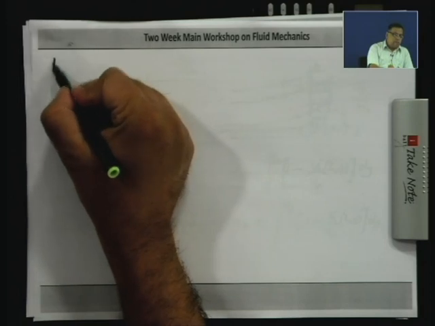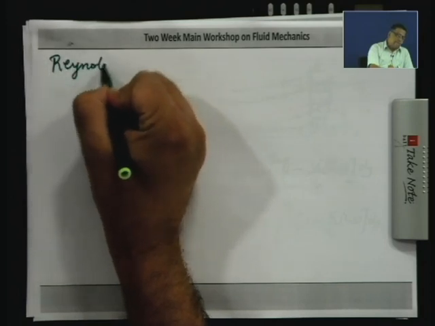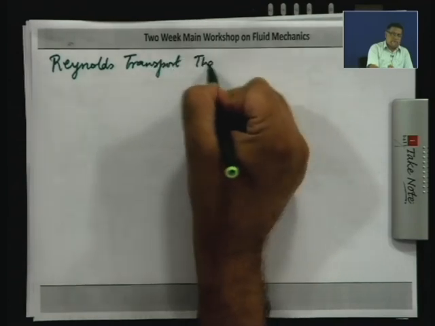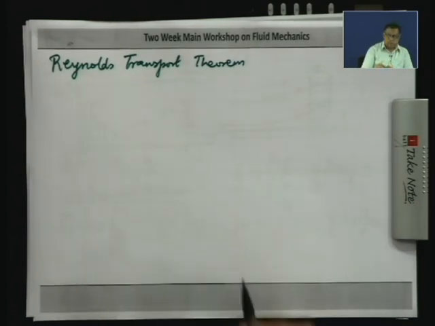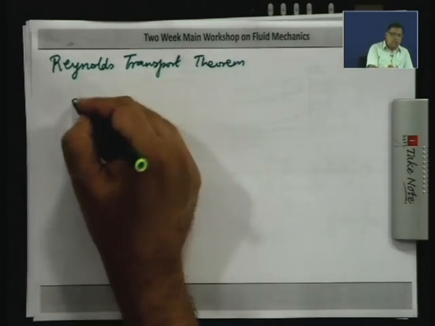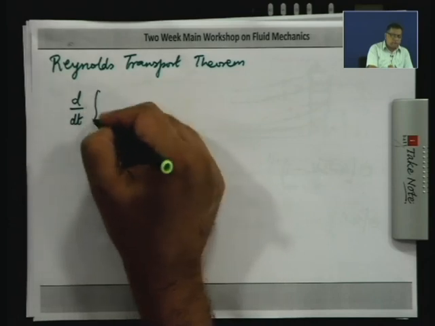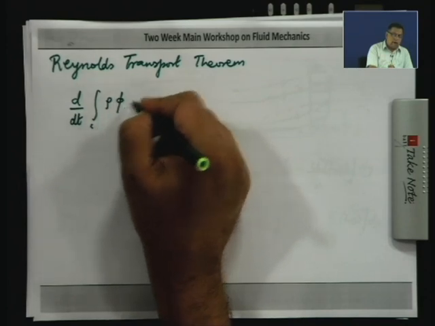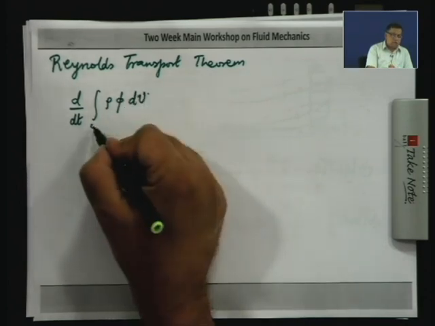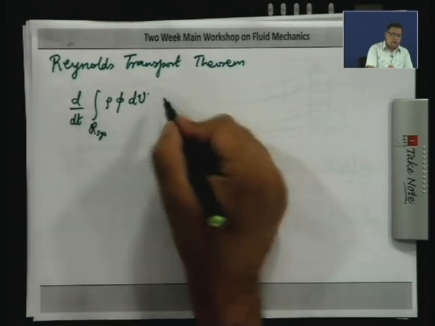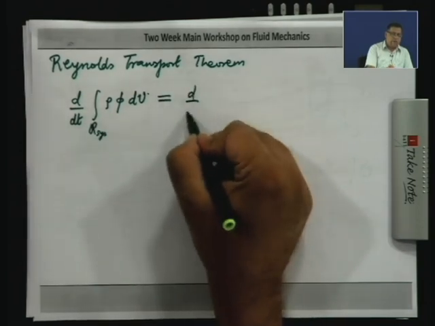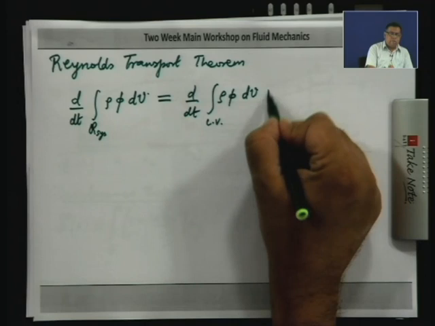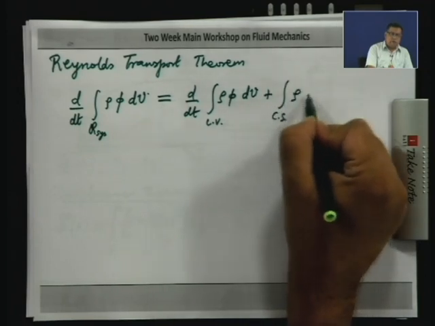Now, if you recall the Reynolds transport theorem, you are going to have rate of change of property for a system, that is rho phi dV. Okay, so, we will call it say R system maybe. This is equal to rate of change of the property for a coincident control volume plus the net flux of property through the control surface.